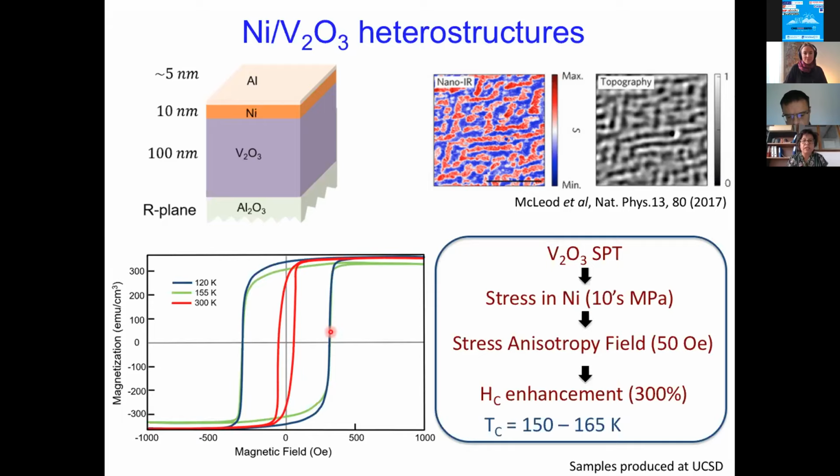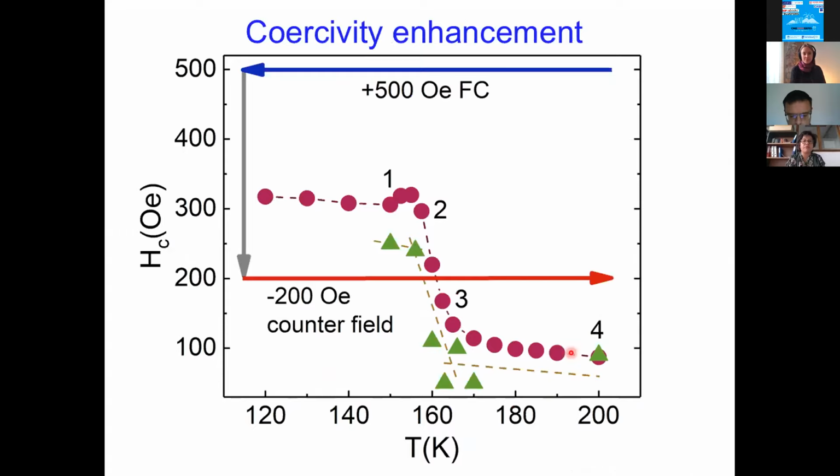It was inferred at the time that during this structural phase transition, a significant amount of stress would be created at the interface with the nickel, and that this would create an anisotropy field that would be responsible for it. But there was no understanding of the microstructure, of the micromagnetic domains. And this is the aim of our work: we wanted to understand what was going on.